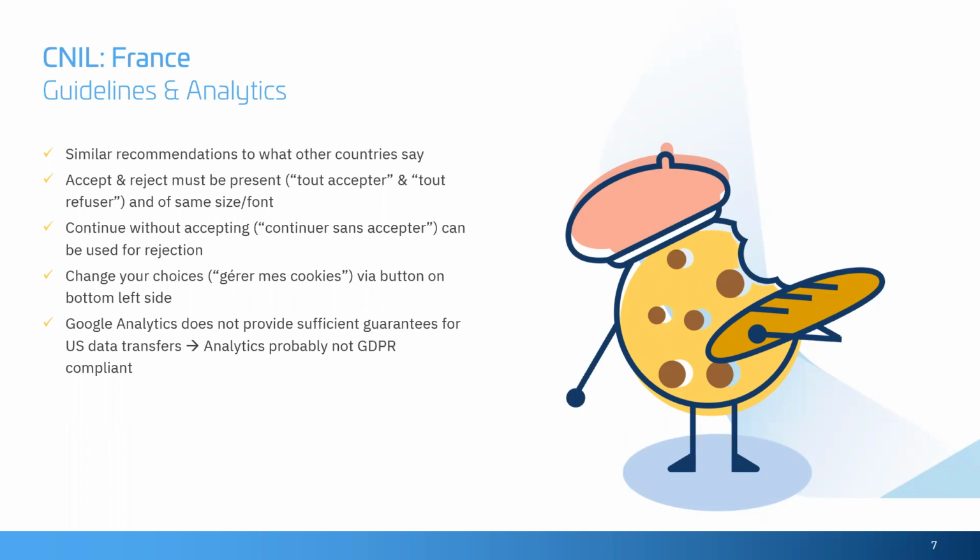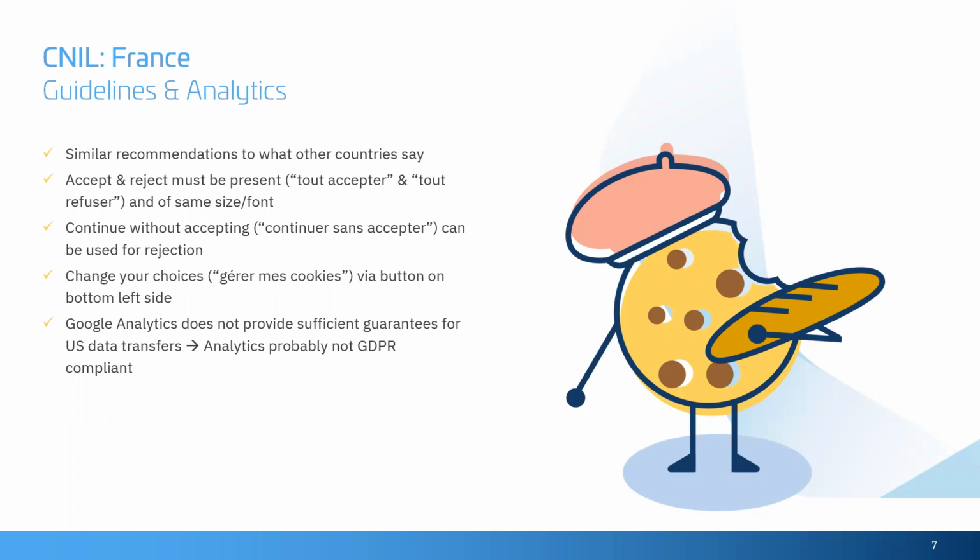There could be a link or a button saying "continue without accepting," which is a rejection. Some publishers in France use it in a way that if you click this button, you're rejecting, but you're rejecting for a shorter period of time. So if you click on the normal reject button, you reject for, let's say, a year. But if you click on the "continue without accepting" button, you only reject for, let's say, a day or 7 days, something. So that's how some publishers in France use it.